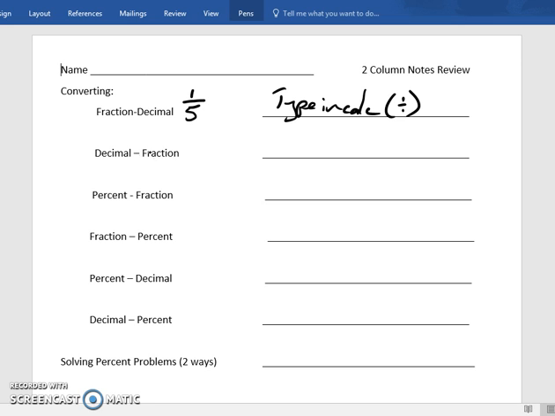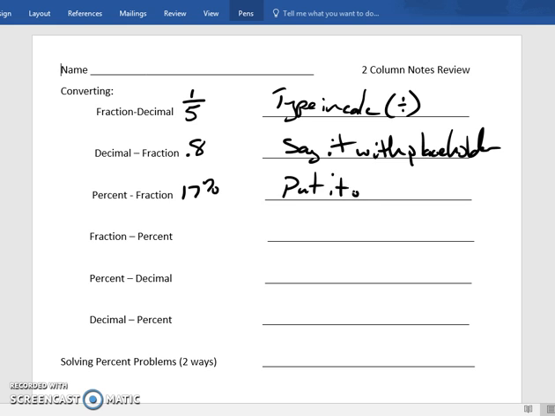Decimal into a fraction. All right, decimal into a fraction. So if we give you something like this, all you'd have to do is say it with your placeholder. All right. So in this case, 8/10, 8 over your 10. That's what we want. Percent to a fraction. So if we're giving you something like 17%, you're going to put it over 100 because percent's always out of 100.